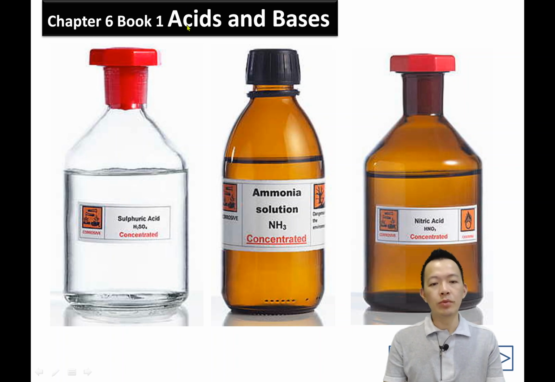So for Book 1, we talk about acid and bases. And for Book 2, we're going to talk about the salts. So temporarily, we are in Book 1. 我们在第一本书。Otherwise, it will be too long for Chapter 6. 太长了。Okay, so start acid and bases.